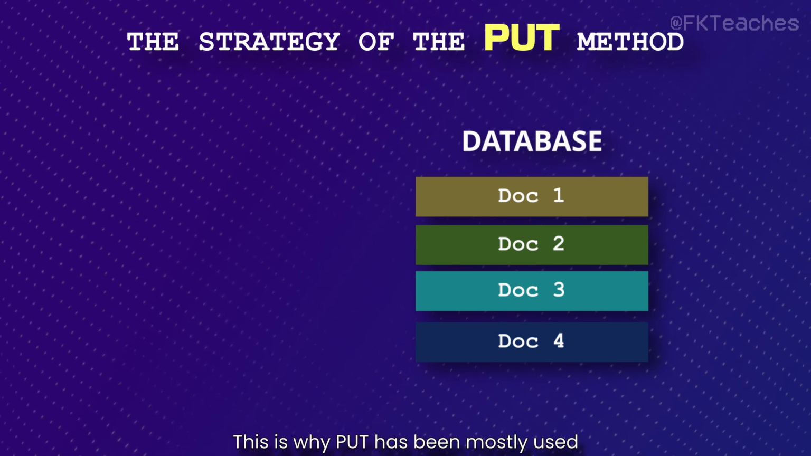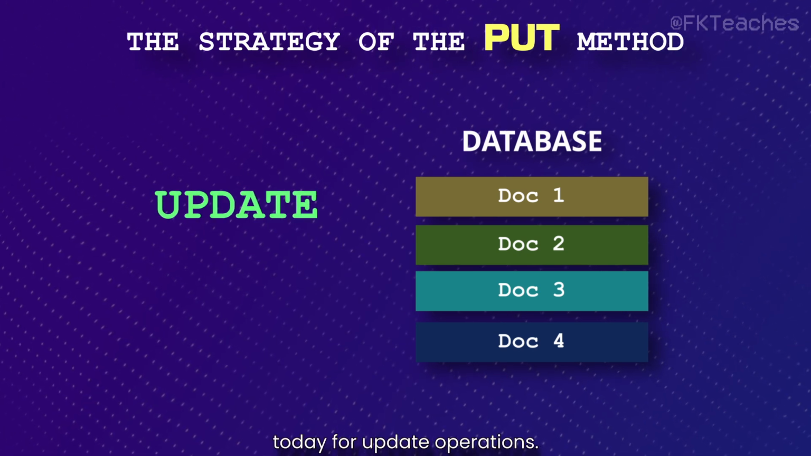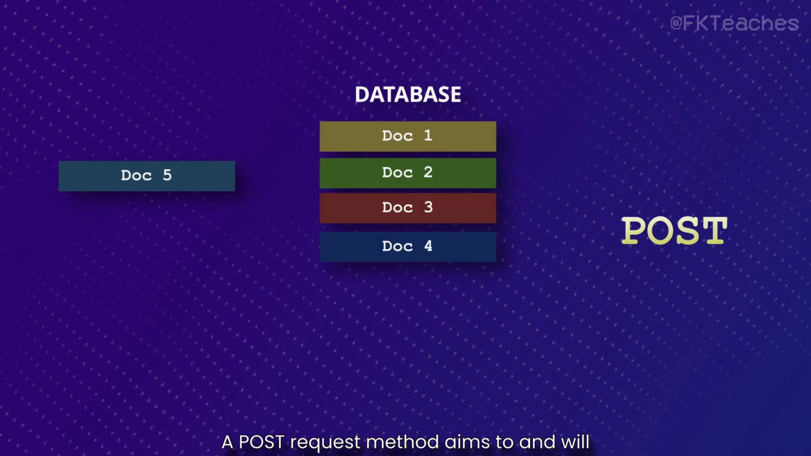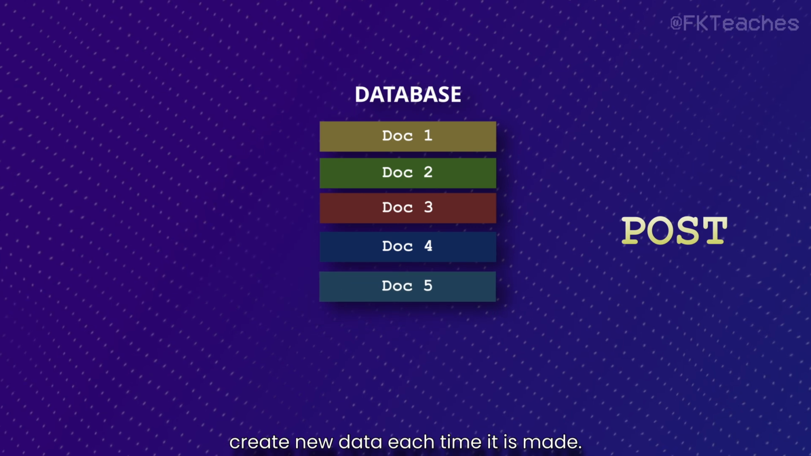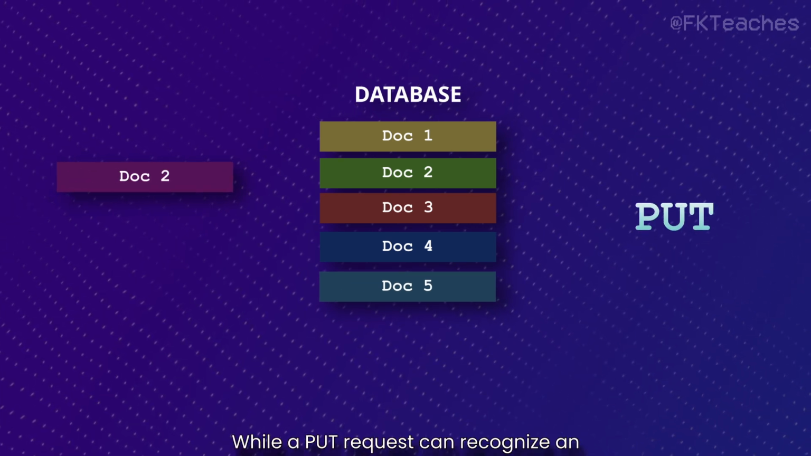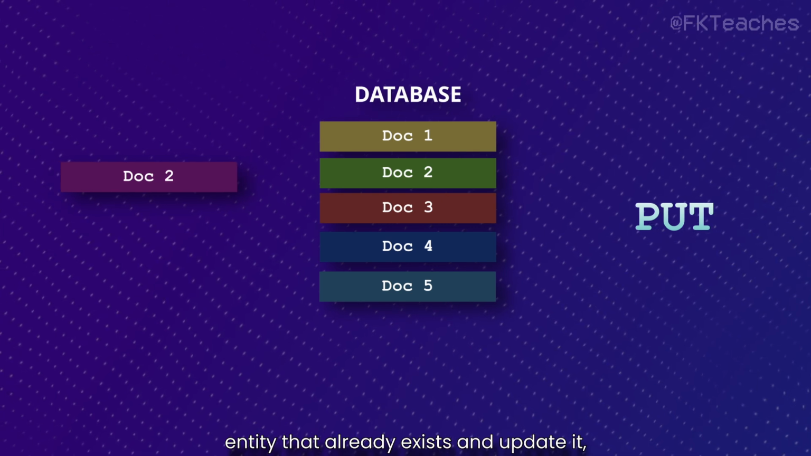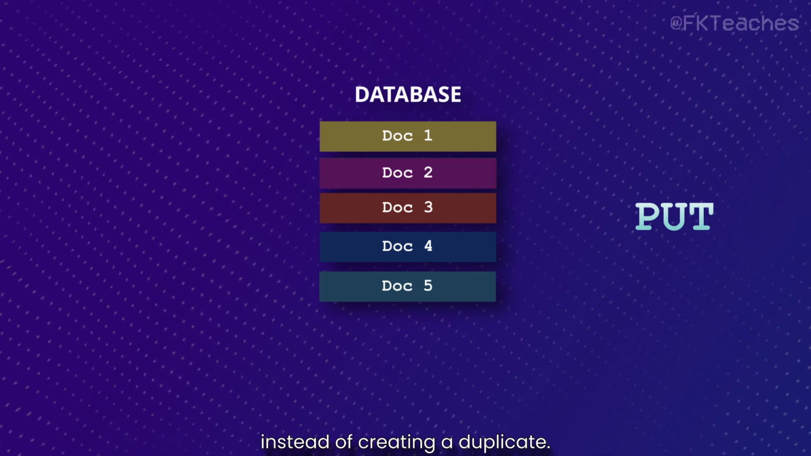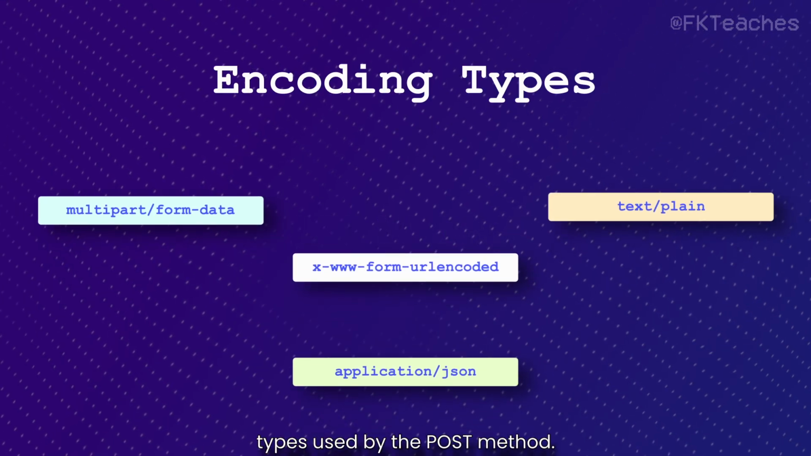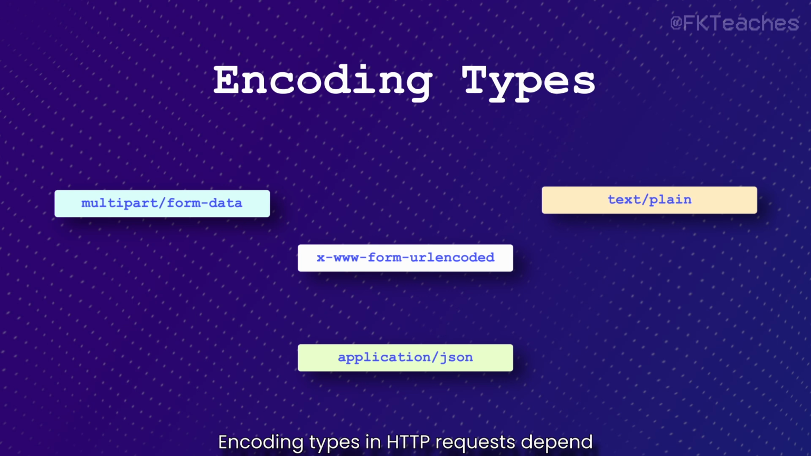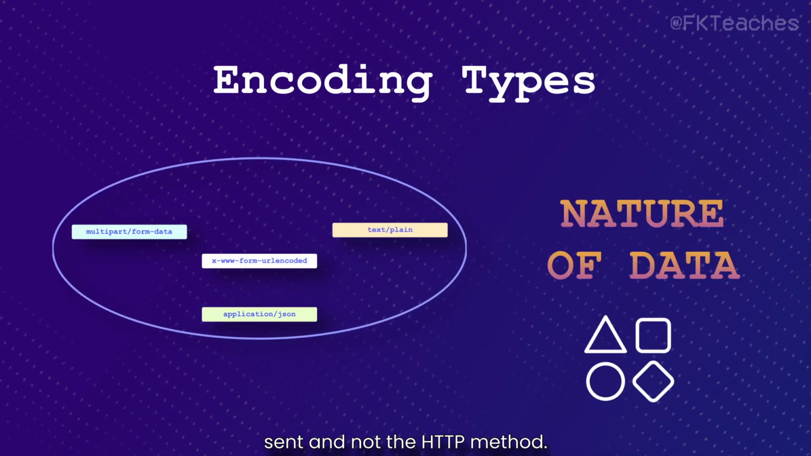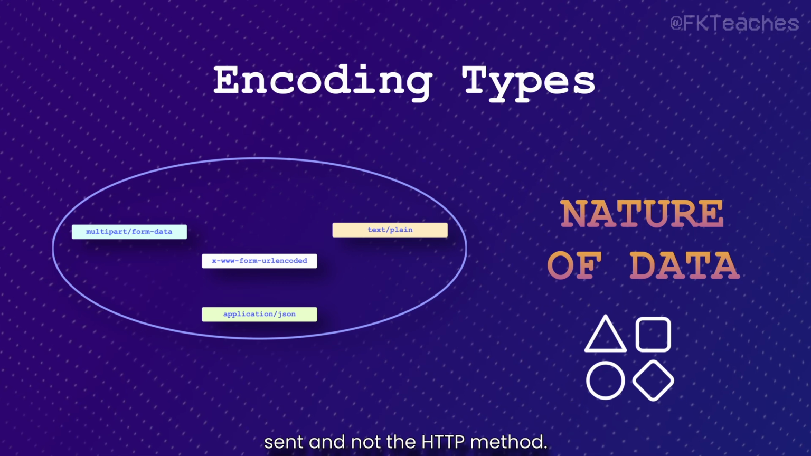This is why PUT has been mostly used today for update operations. A POST request method aims to and will create new data each time it is made, while a PUT request can recognize an entity that already exists and update it, instead of creating a duplicate. The PUT method can also use the encoding types used by the POST method. Encoding types in HTTP requests depend primarily on the nature of data being sent and not the HTTP method.